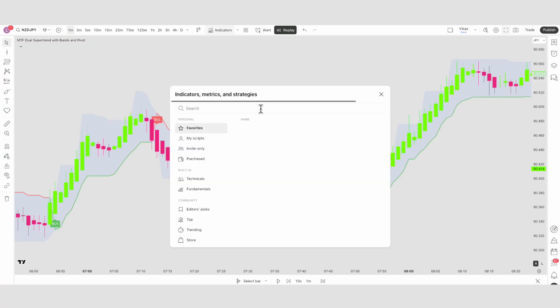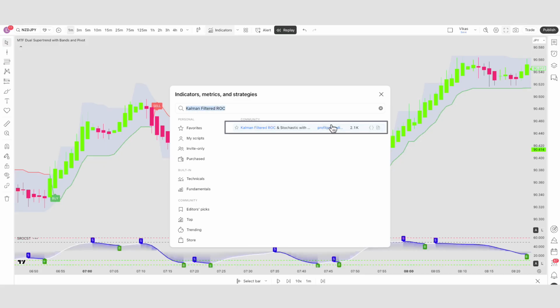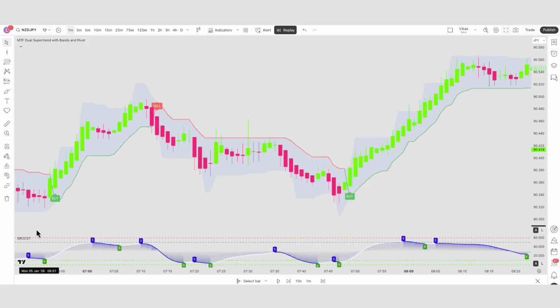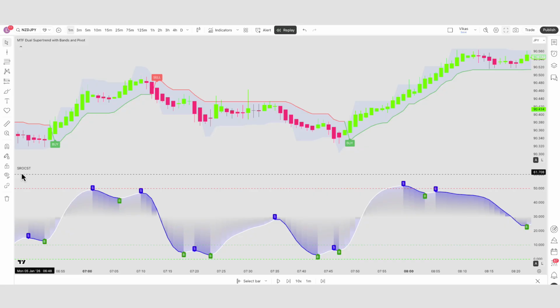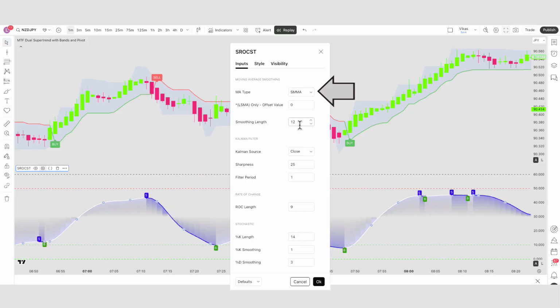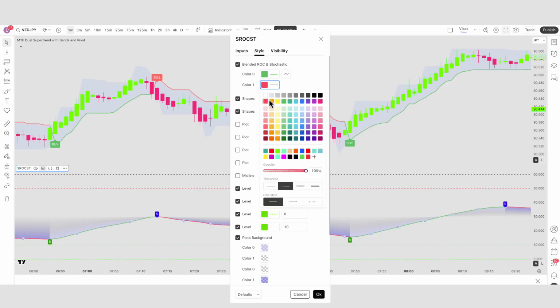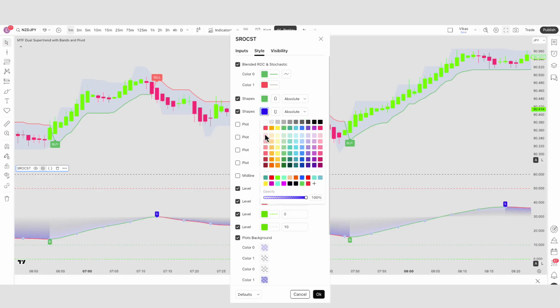Let's open the Indicator Search tab, search Kalman Filtered ROC, and select the one called Kalman Filtered ROC Indicator, created by Profit Pro Trader. Now let's access the settings of this indicator so we can modify it to suit our strategy. We change the MA type option from TEMA to SMMA, and change the smoothing length from 12 to 50, and after that change the blended ROC option color, and the shapes option color.